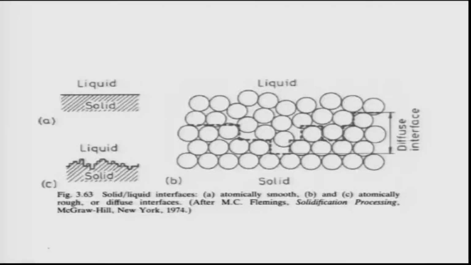Been discussing the different types of growth modes during solid to liquid transformations. Just a recap of the discussion from the last class. The solid-liquid interface can be of two different types: one which is atomically smooth, and the other which is atomically rough. Depending on the type of interface, the growth modes will change.